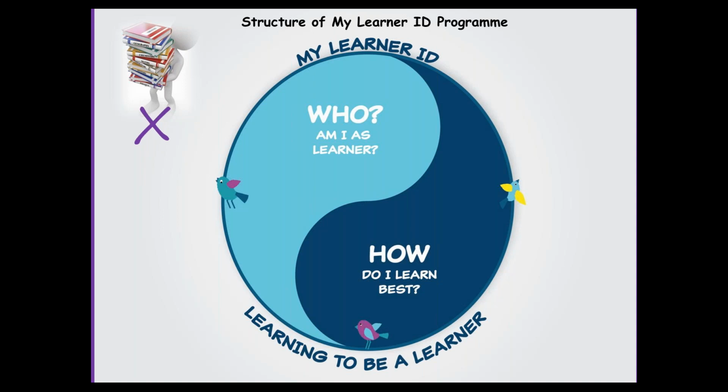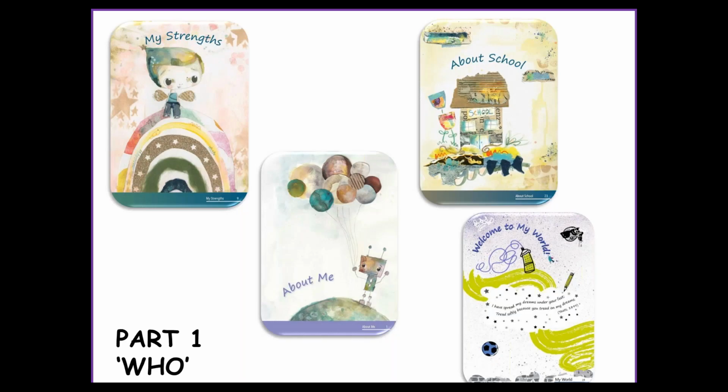So the structure of My Learner ID is in two parts. Part one focuses on the who of the learner, and part two focuses on how do I learn best. So the who of the learner is looking very much at the world of the learner. So it's looking at that About Me a little bit.